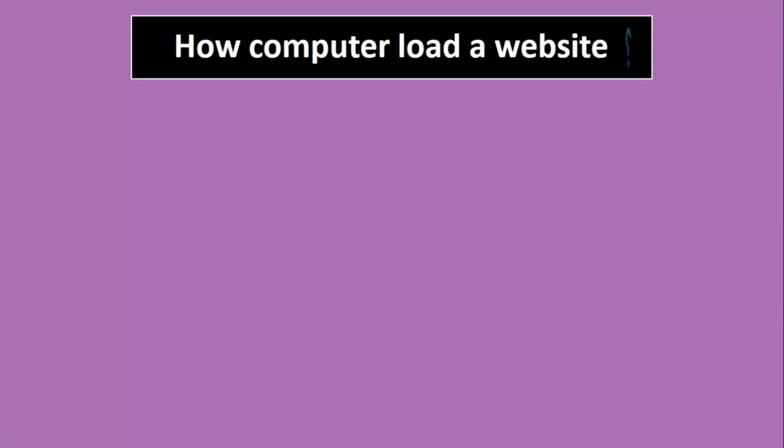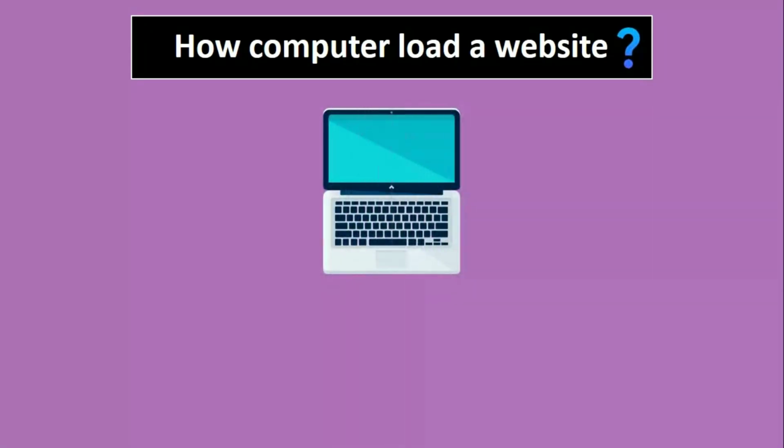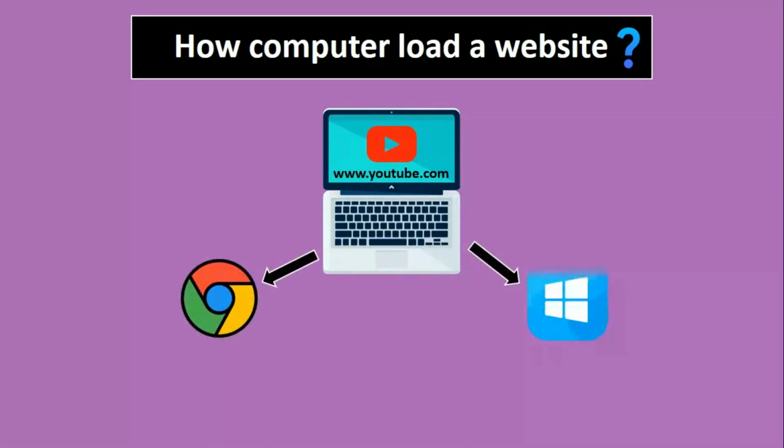How do computers load a website? When we try to access a web page from the browser like www.youtube.com, first it will check the browser cache, then it will check the Windows operating system. The operating system checks the local DNS cache to see if it already has the IP address for the domain stored. If the IP address is found, then it skips the next steps. If the local cache does not have the required information, then the DNS resolver comes into the picture. It sends the DNS query to the DNS server configured in the operating system.